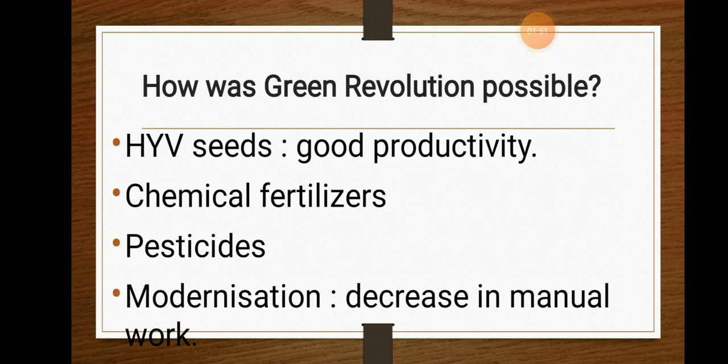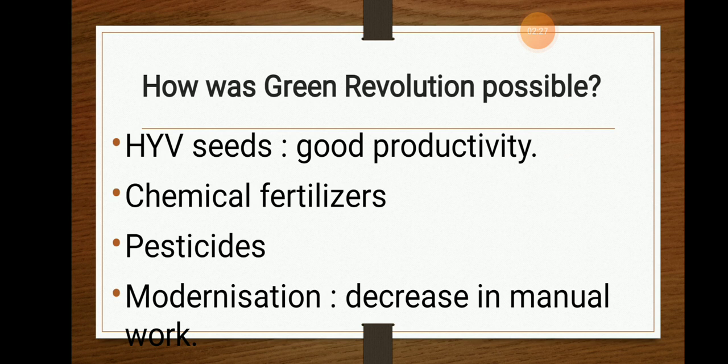The green revolution was made possible with the help of HYV seeds. These are also called hybrid seeds. Why are they called so? Because they give good productivity. In earlier seasons, if you purchased 1 kg of wheat seeds, only low productivity came. But when the green revolution came and HYV seeds were used, there was good productivity.